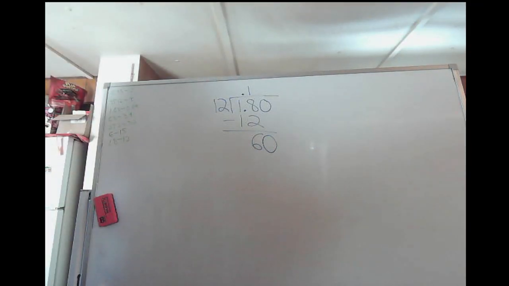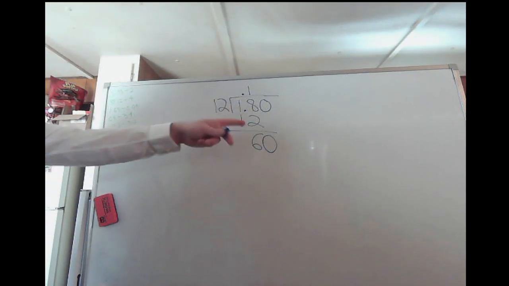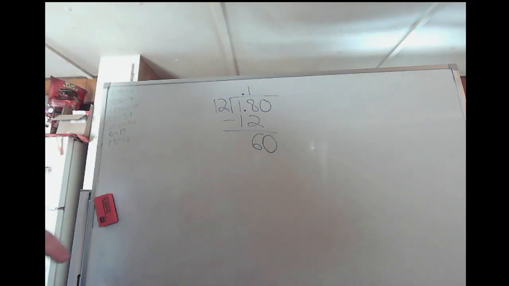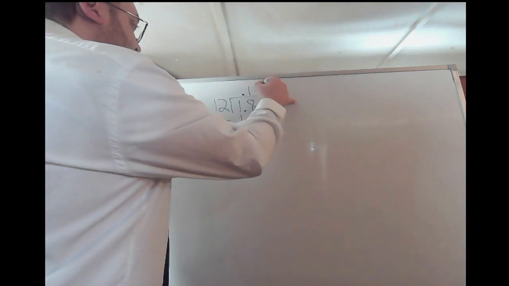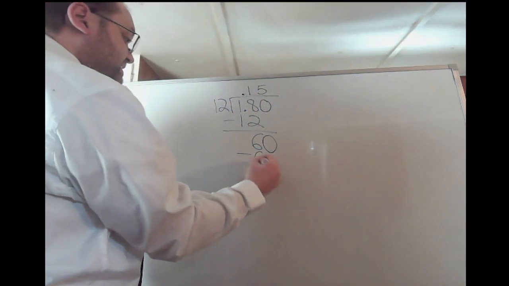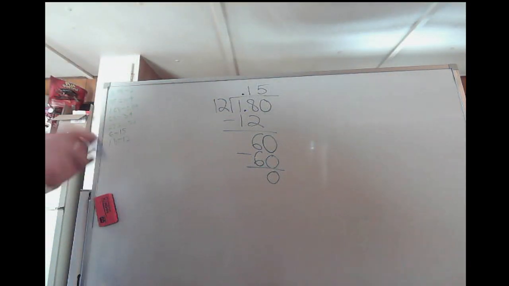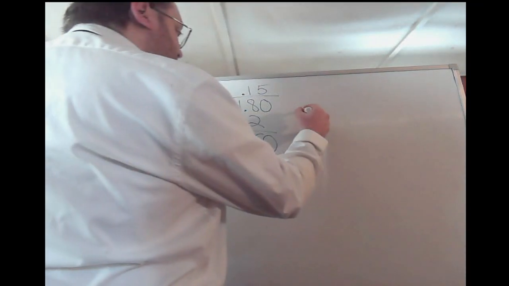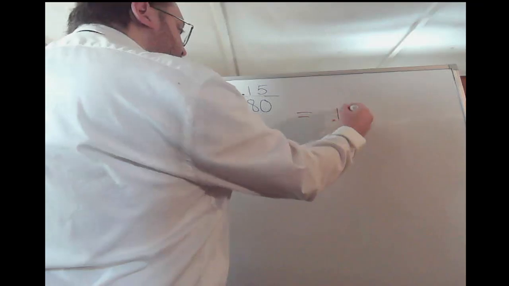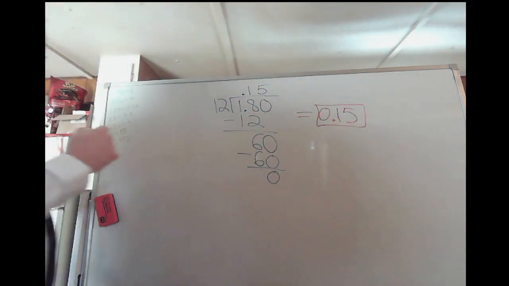It only works with decimal numbers. It does not work with whole numbers. I want to reiterate that. Whole numbers, you'll end up giving yourself something way different. Decimals, you can tack on as many zeros as you want till you get a remainder of 0. But 12 goes into 60 how many times? Well, it goes in 5 times. And 5 times 12, well, that's 60. 60 minus 60 is 0. Okay? Therefore, we got our answer. Our answer is going to be 0.15. That would be your answer, is 0.15.